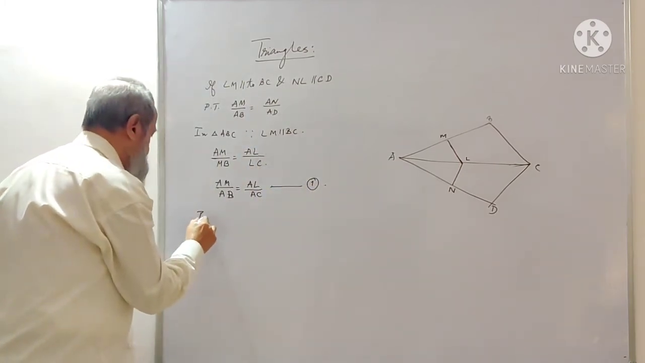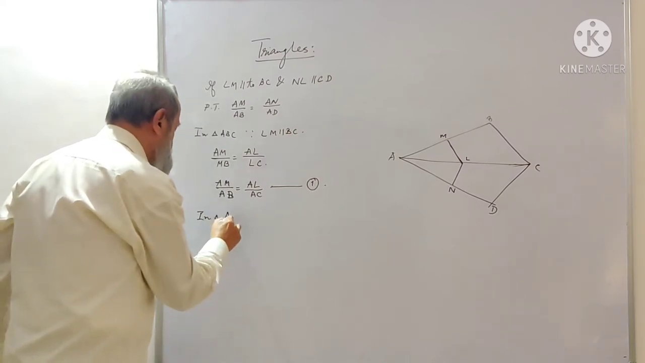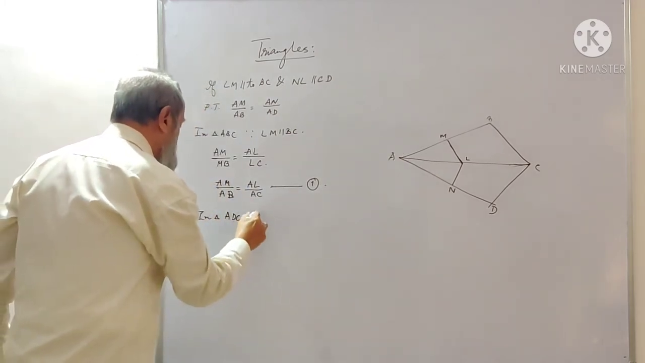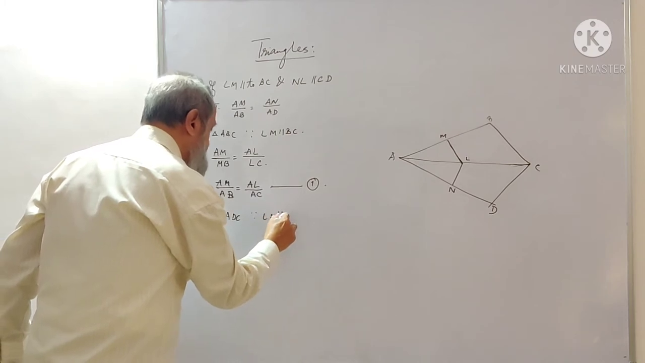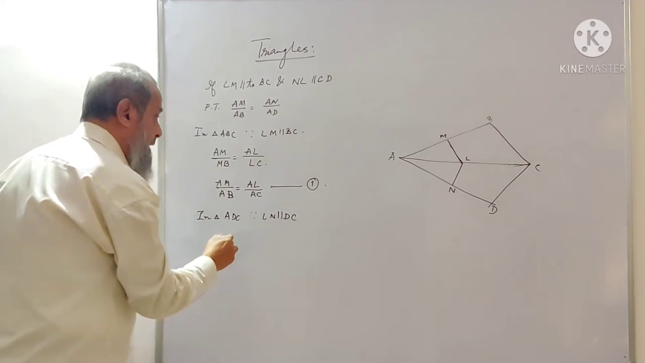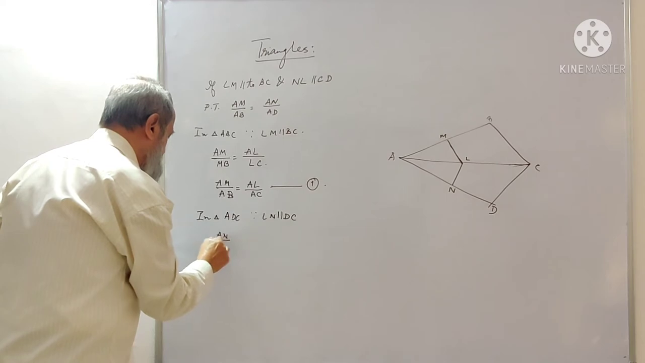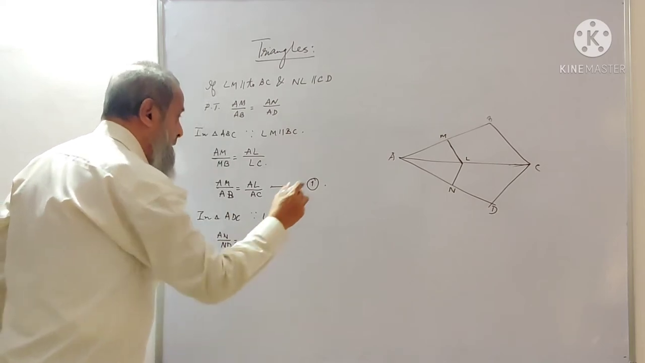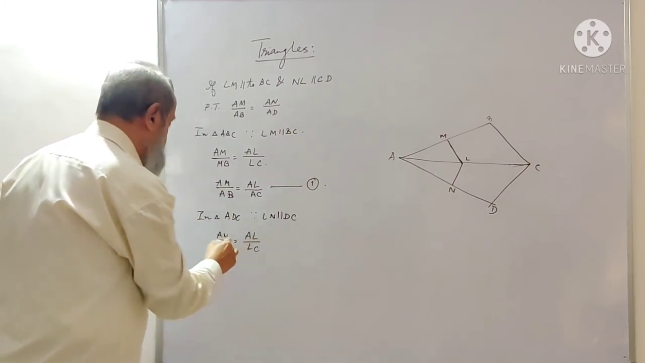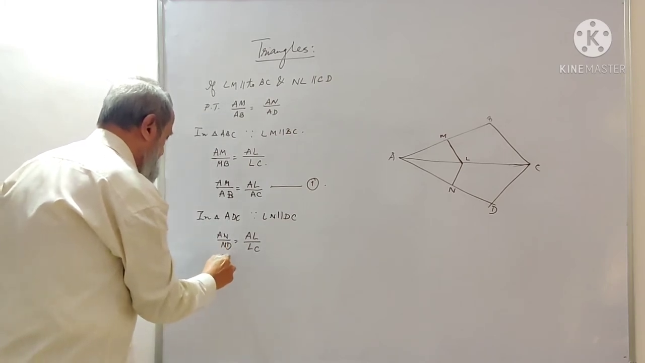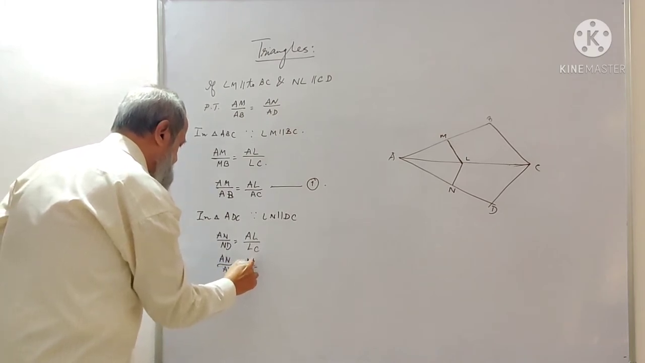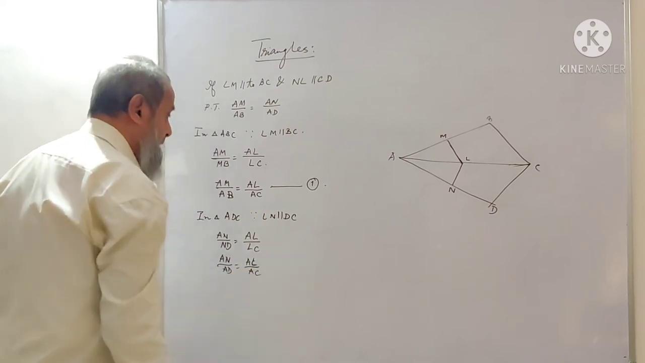Similarly, in triangle ADC, it is given that NL is parallel to DC. So because LN is parallel to DC, we have AN by ND is equal to AL by LC. Now, as a corollary, instead of AN by ND, I can write AN by AD is equal to AL by AC. I can write like that also.